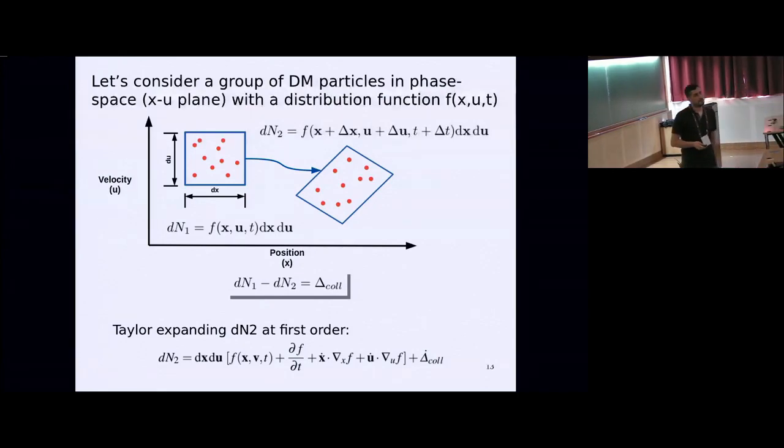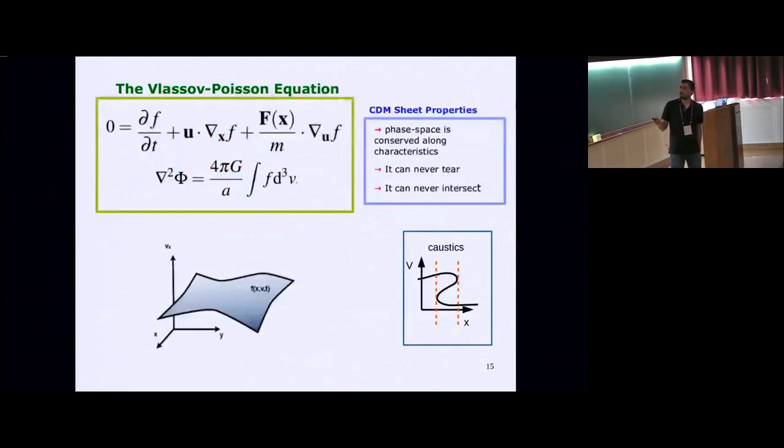Right, yeah. So the question is, how do we guarantee that this property is fulfilled if we do not have a continuous distribution function, but something made out of a finite number of particles? And the answer is that, well, you cannot guarantee it, and actually I'm going to go to that point in a bit.